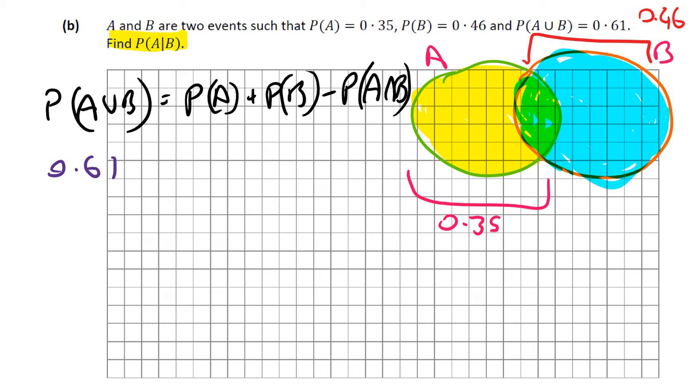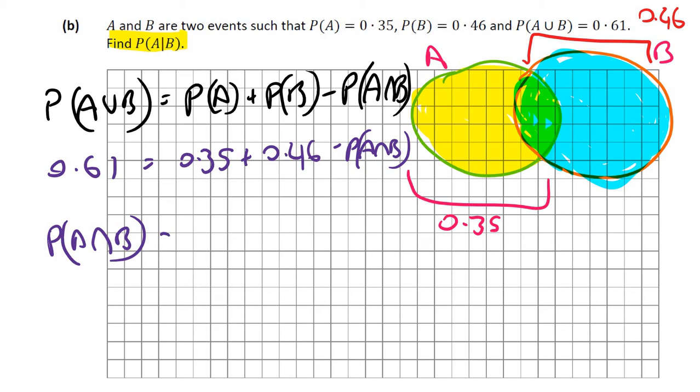Probability of A is 0.35. Probability of B is 0.46. Subtract the probability of A intersection B. When we rearrange that equation, probability of A intersection B, that's A and B, is going to be equal to our 0.46 plus 0.35 minus 0.61. So that's 0.81 minus 0.61 is 0.2.